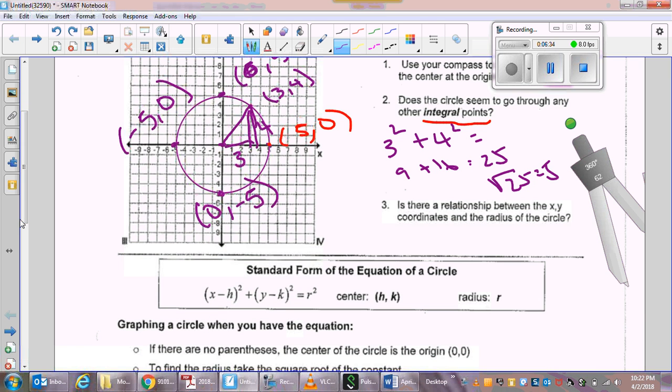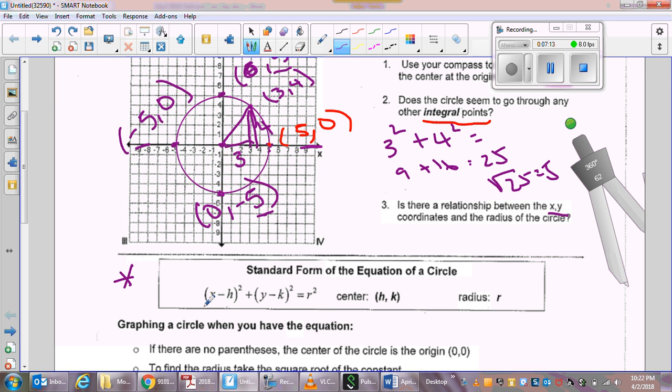Then the third point is, is there a relation between the x and y coordinates and the radius of the center? What relationship do you see? As you guys can see, this is 5, this is negative 5, this is negative 5, this is positive 5, right? So the relationship is that the distance from the center to the other endpoint is going to be the same. To the right is 5, to the left is 5, up is 5, down is 5. So that's the relationship that you get to see. This is the key in this section.